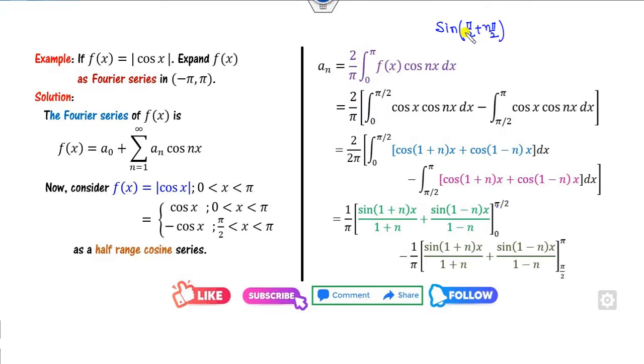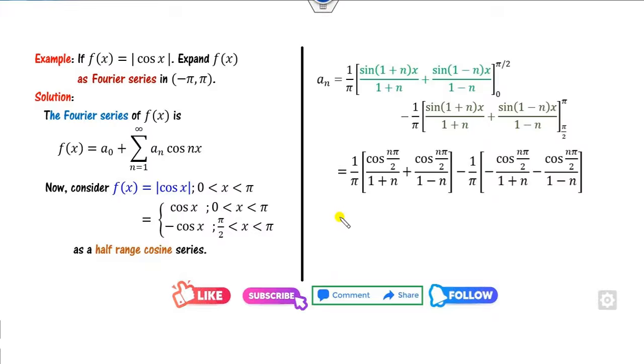So what is the value of this? It lies in the second quadrant. Sin is positive, so it's cos n pi by 2. When you substitute the upper limit, it's cos n pi by 2. Similarly for this value, when you substitute pi by 2, it's pi by 2 minus n pi by 2. Sin 90 minus this is cos n pi over 2. Similarly, if you substitute 0, sin 0 is 0, and you get this result. Clearly, 1 over pi is common, cos n pi over 2 is common. Then the requirement will be this.